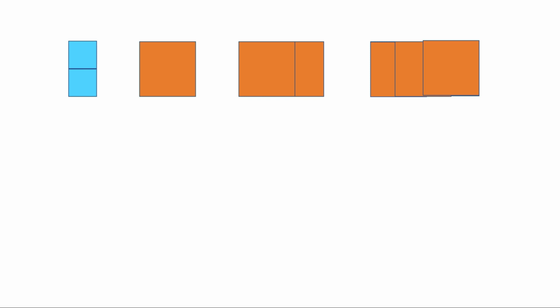Now let us find the sequence of large squares. In the first figure there is no large square, so the number is 0. In the second figure it is 1. In the third figure it is 2. And in the fourth figure it is 3. So the sequence of large squares is 0, 1, 2, 3, etc.